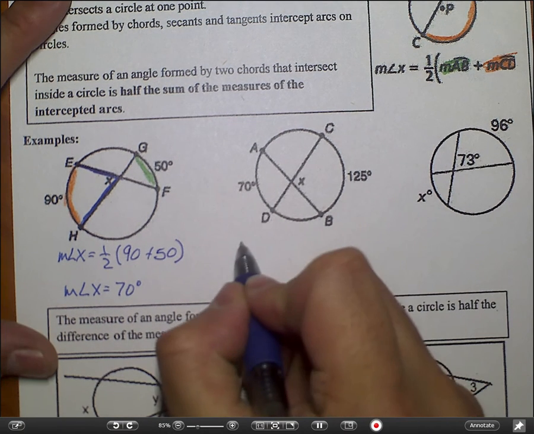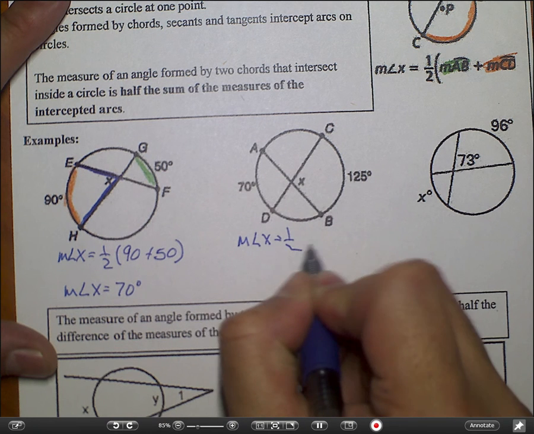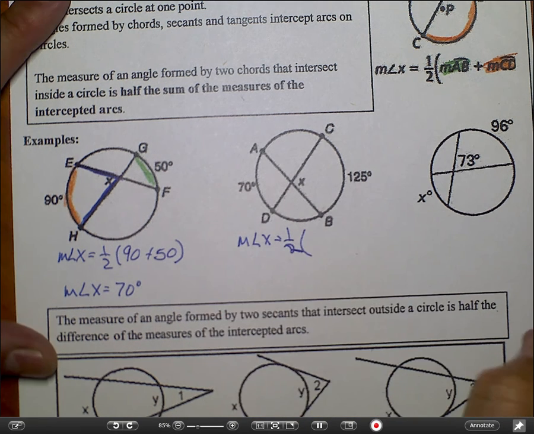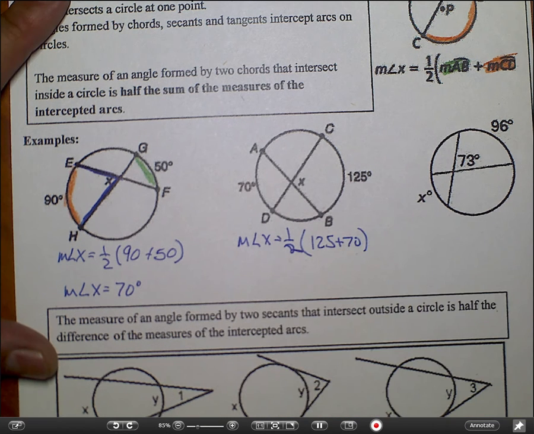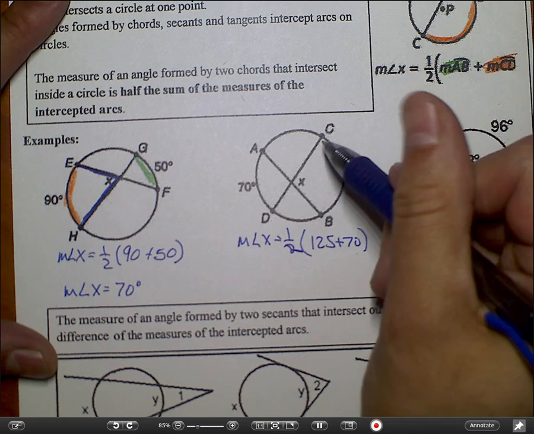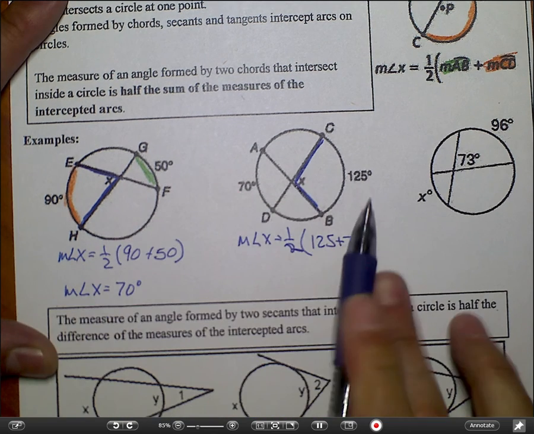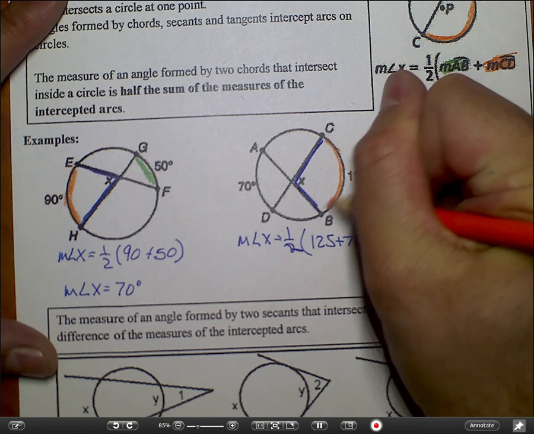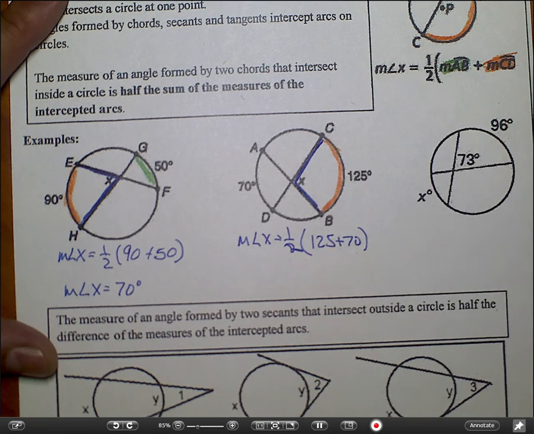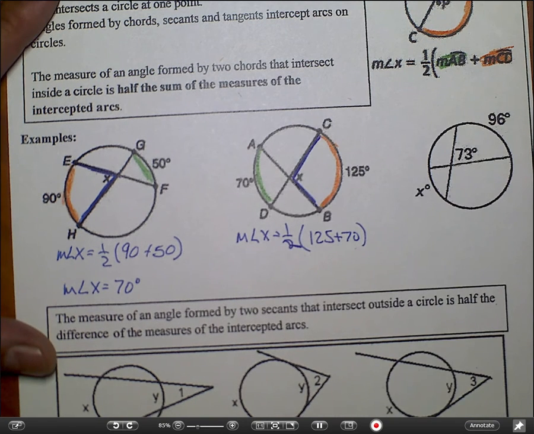All right, let's see. Measure of angle x equals 1/2 times (125 plus 70). Very good. So I have my alligator, which is my angle, eating my pizza crust, which is the 125, and it also eats the one on the other side, right? So 125 plus 70 is?